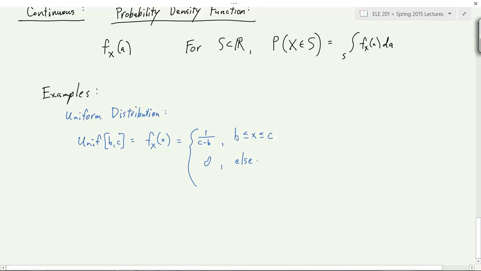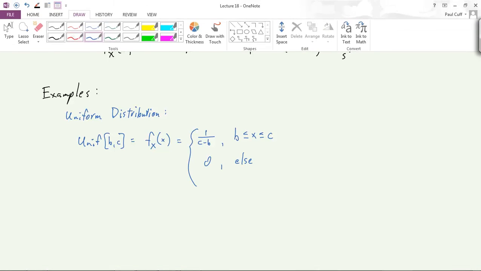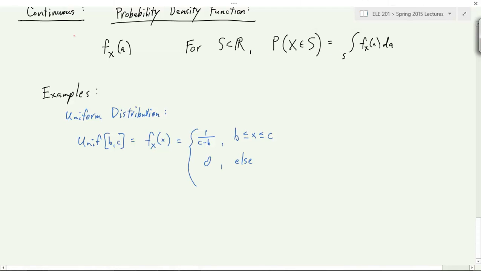Of course, you can convince yourself that there's a rule here. Let me put a rule, just like we had rules for mass functions. We have a rule for density functions. The density also should be non-negative, and instead of summing to 1, it should integrate to 1.